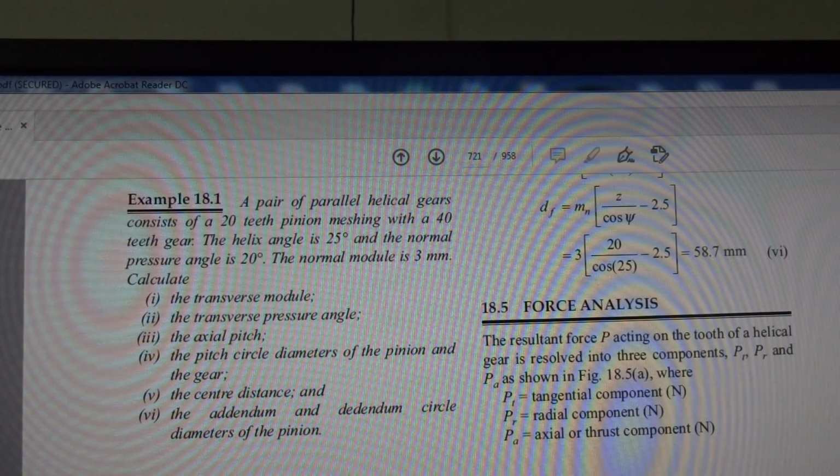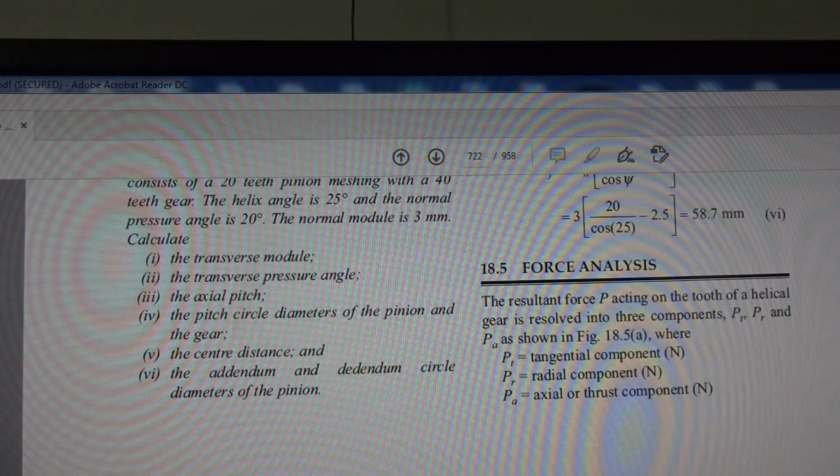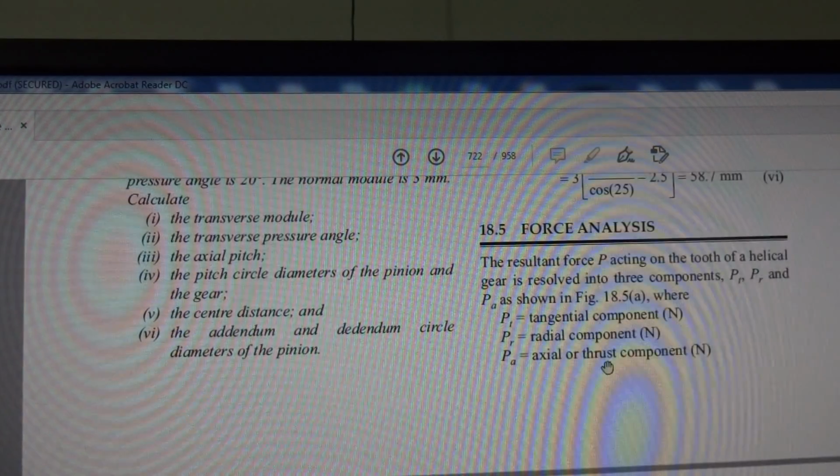Dear friends, this is the third continuous video of the helical gear analysis and design of the helical gear. In the first video, I explained what the module is, and the normal pressure angle and transverse pressure angle were discussed. In the second video, that is in this video, force analysis will be discussed.